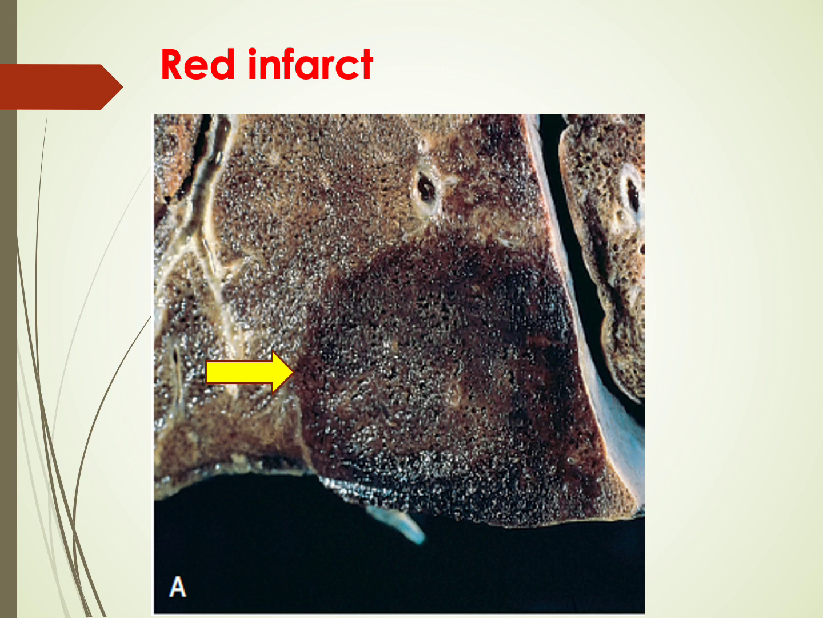This figure shows the gross or the macroscopic appearance of a red infarct in the lung. This infarct is wedge-shaped, hemorrhagic, red to brown in color, and always remember the lung has dual blood supply.